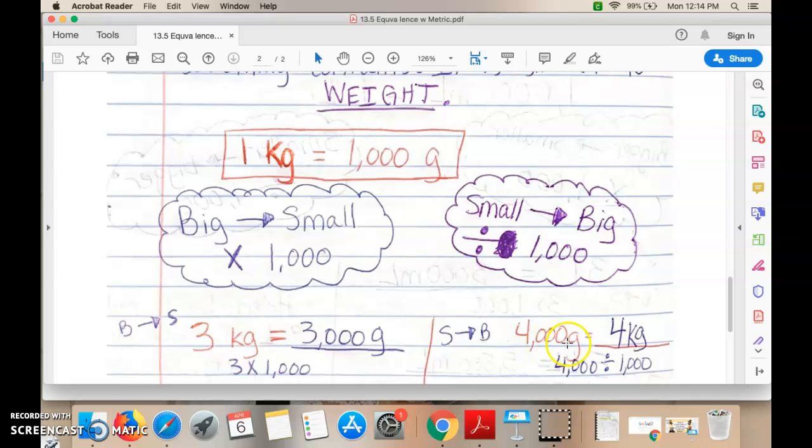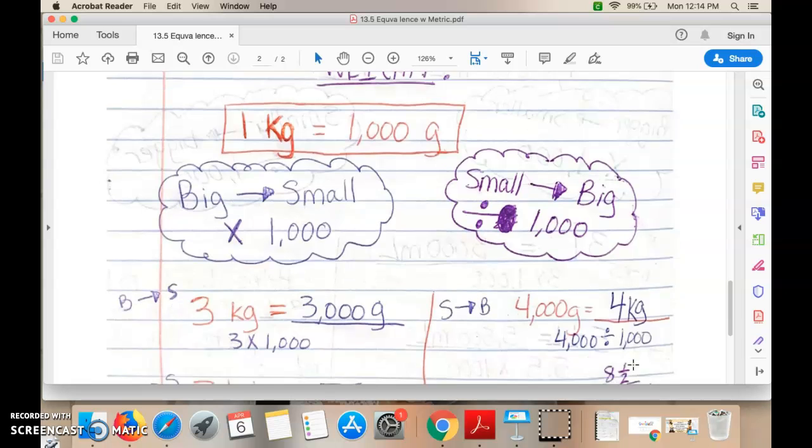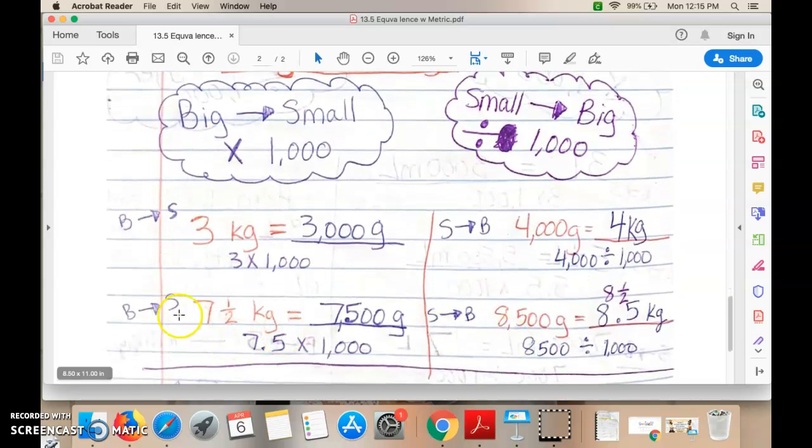If I have 4,000 grams and I want to know how many kilograms I have, now I'm going from smaller to bigger, and I'm going to divide 4,000 by 1,000, okay, and I would get 4 kilograms. If I have 7.5 kilograms, okay, I am going from bigger to smaller, and I'm going to take 7.5 and multiply that by 1,000 because I'm going from bigger to smaller. And so 7.5 kilograms would be the same thing as 7,500 grams.